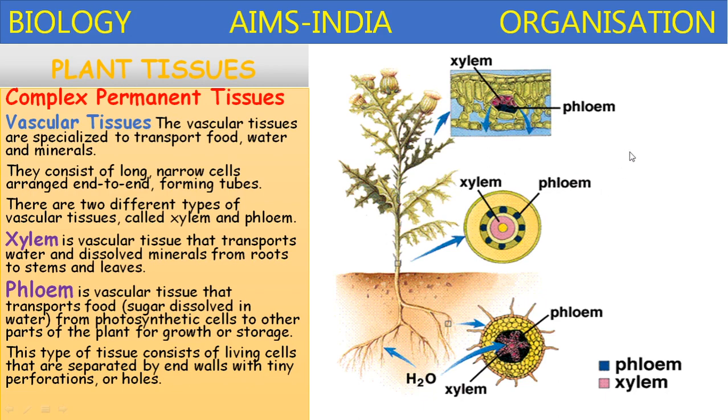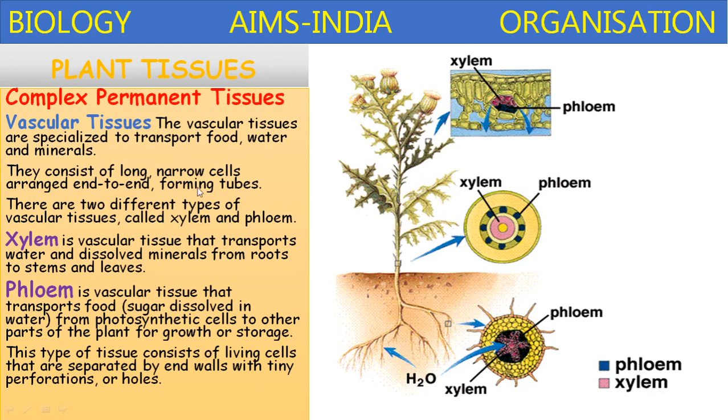So this vascular tissue is present in all parts of the plant. In the leaves, in the midrib region, the veins and veinlets consist of vascular bundles, xylem and phloem. In the stem also, these vascular bundles are present. In the roots also, these vascular bundles are present. Here the thick blue, turquoise color represents the phloem tissue, and the pinkish represents the xylem.